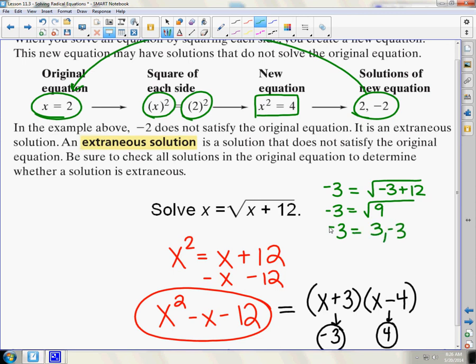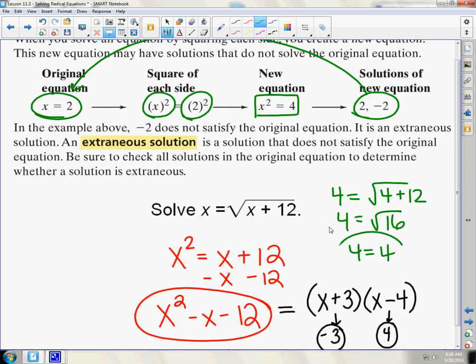Okay, so let's try 4. Does 4 equal the square root of 4 plus 12? So 4 equals the square root of 16. Yes, 4 equals 4. So both answers are correct.